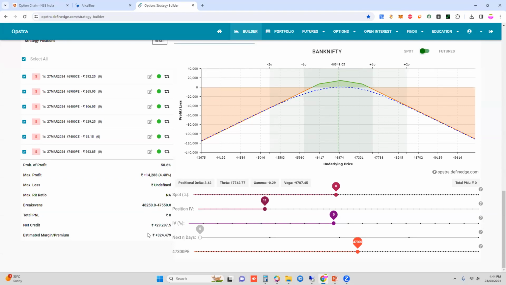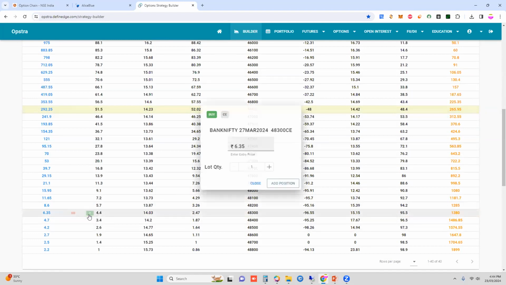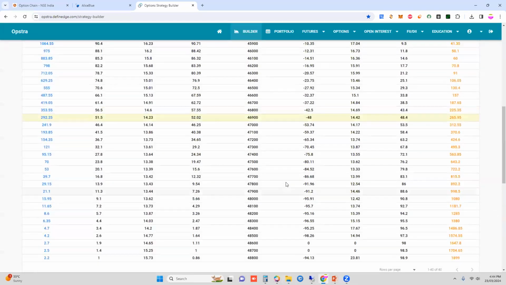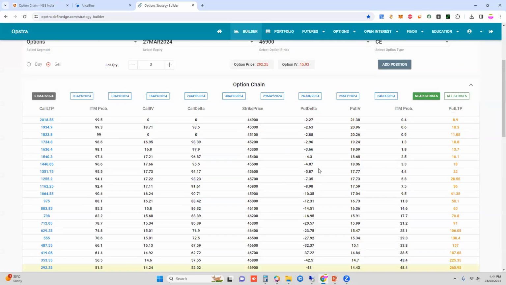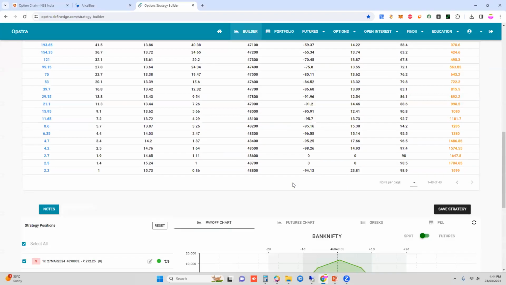If you go for naked selling, we require 3 lakh rupees. What can we do? Just come straight to this line. The 47,400 we have sold, and 1,000 points away, the 48,300, we can buy. How many do we have to buy? 3 lots. Same here, at 8 rupees or 10 rupees, I can go for a cover. So buy 3 to hedge the trades and reduce the capital.